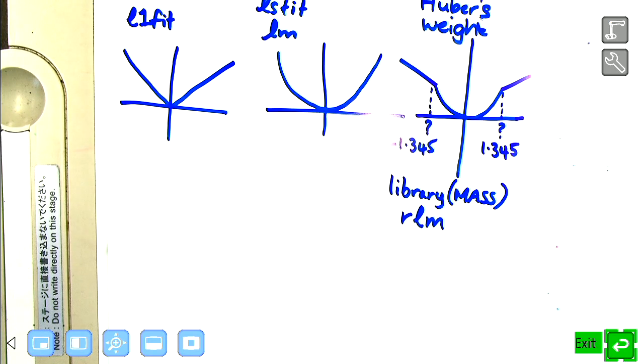okay? And so this, I think, would be our preferred option almost always. Okay? Now, when you're fitting models, you can use any one of these three, right?